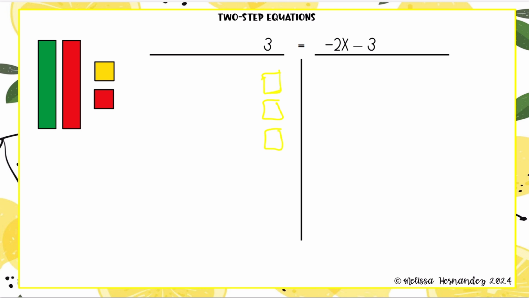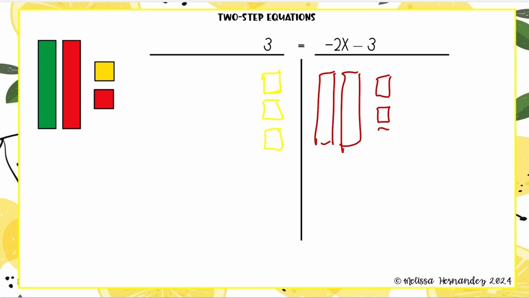And then on the right side, there's a -2x and a -3. I should have mentioned on the last example, the 3 is your constant. -2 is your coefficient. Any number that's attached to that variable is called your coefficient. And then the -3, that's your other constant. It can also be called terms when you get into more complicated problems. So we're going to draw what's on the right side. I need 2 red rectangles because it's -2x, and I need 3 small red squares.